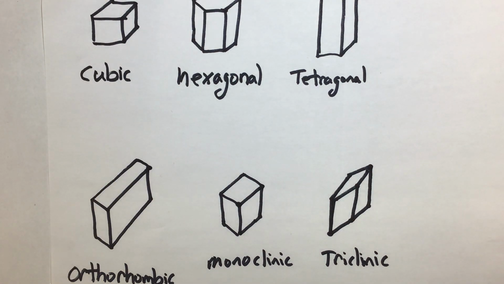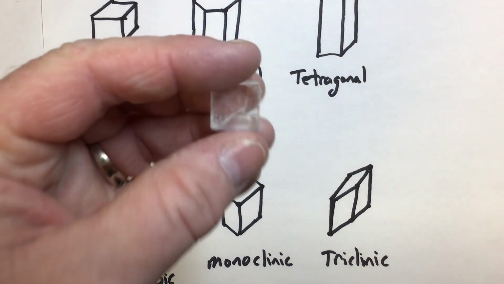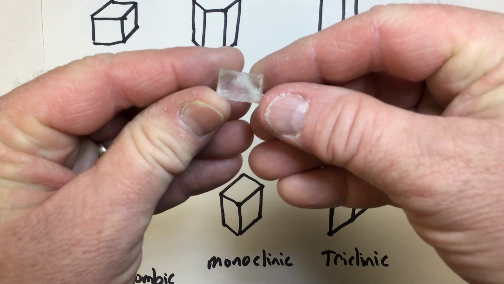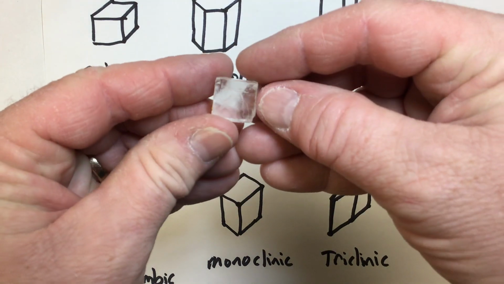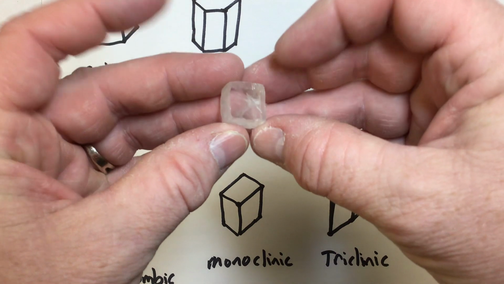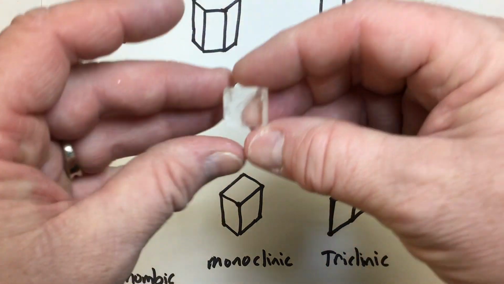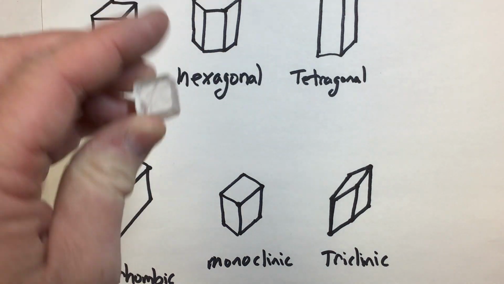Some of them are going to be kind of easy to look at. Things like this piece of halite is a very good example of a cubic crystalline structure. You have the 6 sides. They are at right angles to each other. So this is a perfect example of the 6-sided.